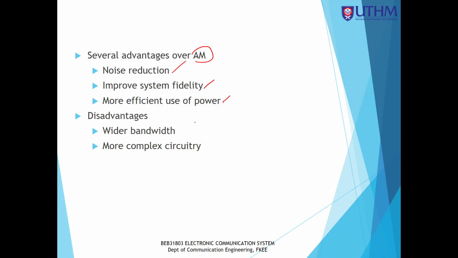So it has a few disadvantages depending on the applications. It has a wider bandwidth, and a more complex circuit. Frequency modulation, FM, has a more complex circuit compared to the amplitude modulation circuit. So these are among the general advantages and also the disadvantages.